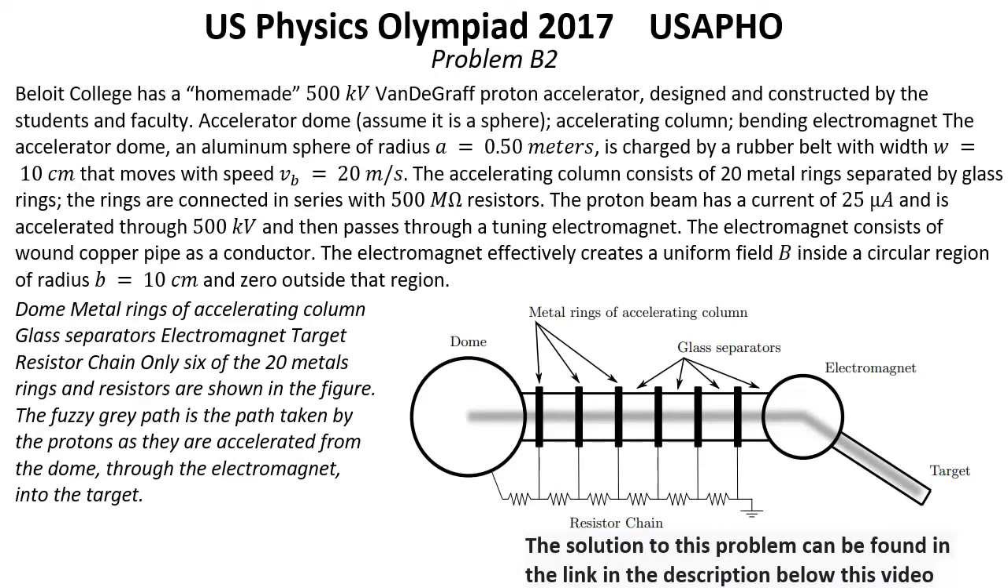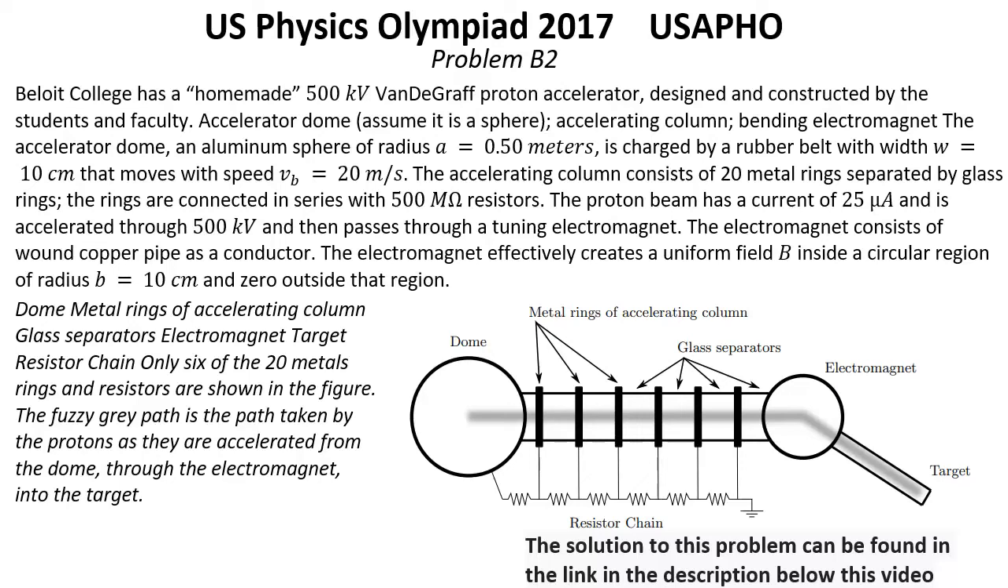Problem B2. Bellot College has a homemade 500 kilovolt Van de Graaff proton accelerator, designed and constructed by the students and the faculty. Assume the accelerator dome is a sphere. The accelerator dome, an aluminum sphere of radius A equal 0.5 meters, is charged by a rubber belt with a width W equal 10 centimeters that moves with a speed VB equal 20 meters per second.